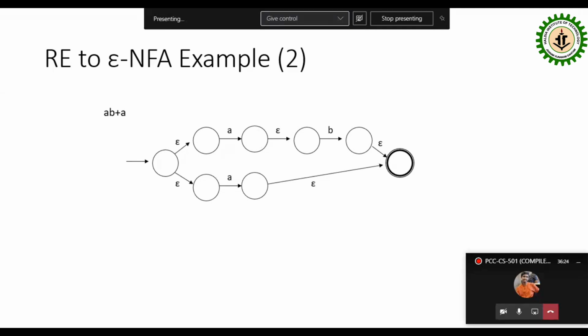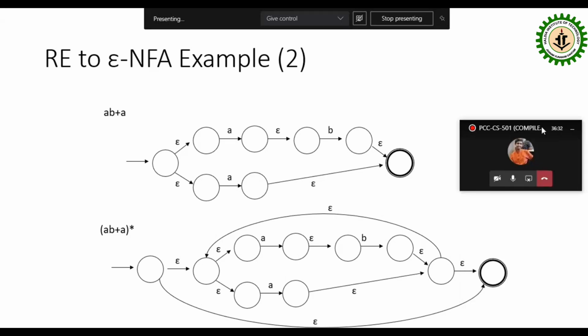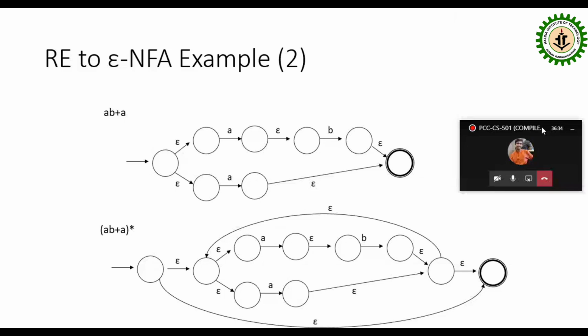Now to find (AB+A)*, how can we get it? Now see it. (AB+A)*. So again we come back: S star, where S is AB plus A. Now we have to find out S star.